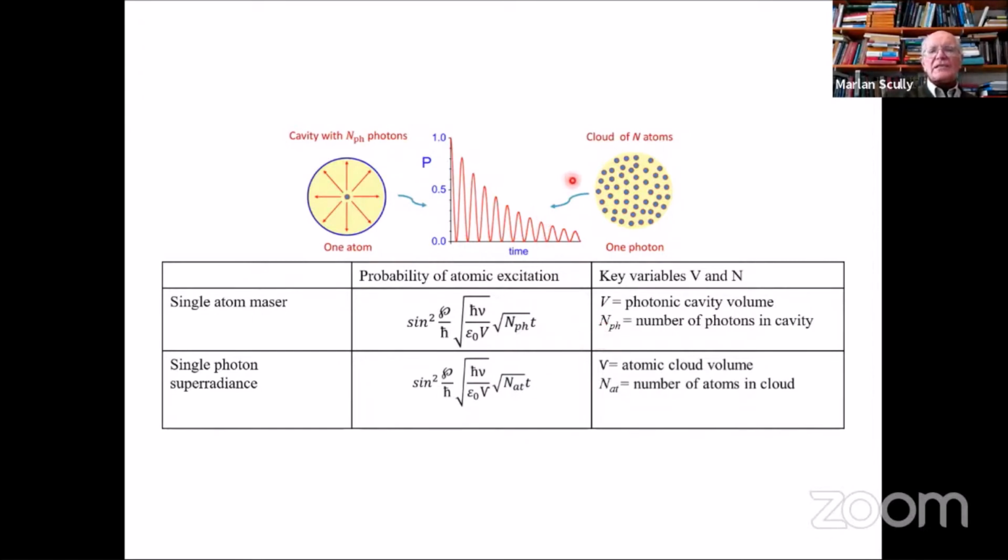Now we work out this same problem over a series of papers, and we find that the superradiant system, lo and behold, has exactly the same structure, except that instead of the number of photons, you've got the number of atoms. Instead of the volume of the photon, you've got the volume containing the atoms.